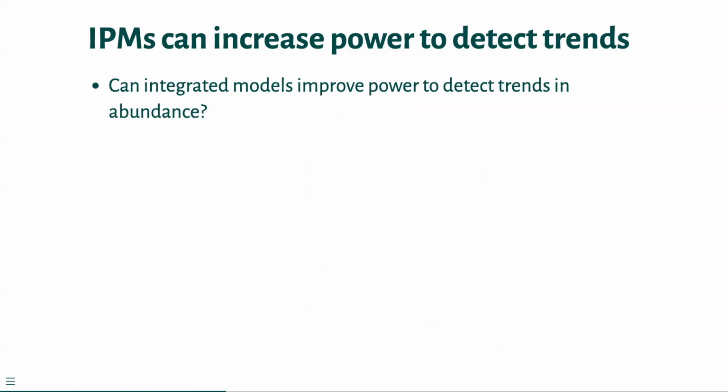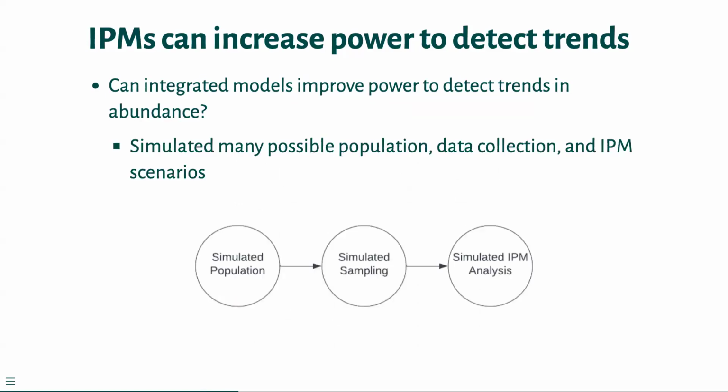Then the third question was whether we could use integrated population models to improve power to detect trends in abundance. Like I said, it was a simulation study based on Cuvier's beaked whales in Southern California. I simulated a lot of populations under different possible scenarios of decline or stability in the future, and then simulated different types of data collection, both in terms of types of data and frequency. Then I built an integrated population model to analyze those simulated data and evaluated whether we would have been able to detect whatever scenario I had simulated.